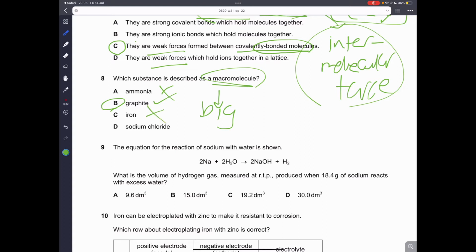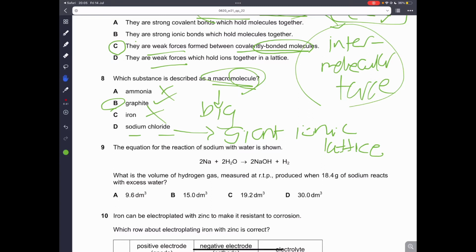Sodium chloride is not a macromolecule. Instead, it is a giant ionic lattice. This is a giant ionic lattice structure, or lattice, whatever you want to call it. It is giant, yes, but it is not a molecule because it is made of ions. It forms ionic bonds between the sodium plus ion and the chloride minus ion.